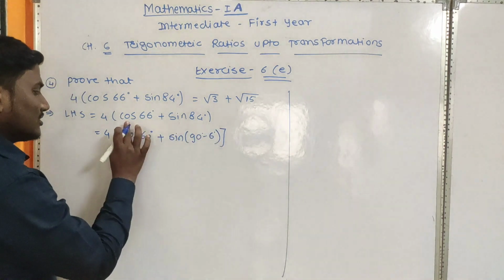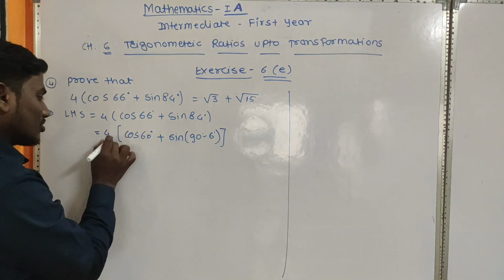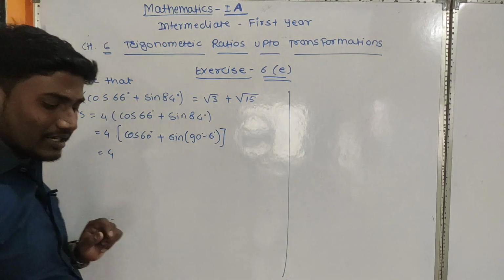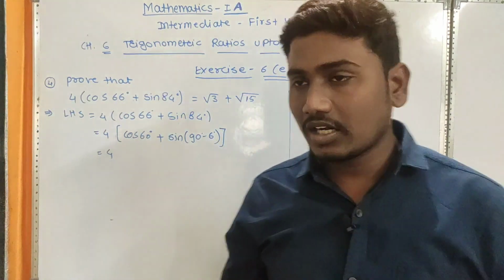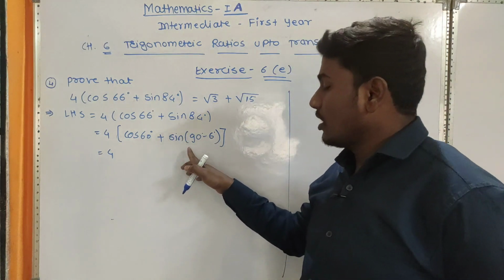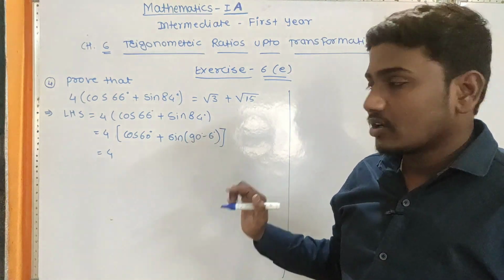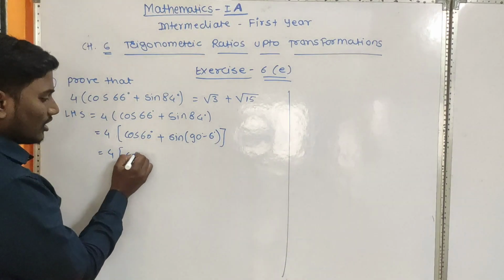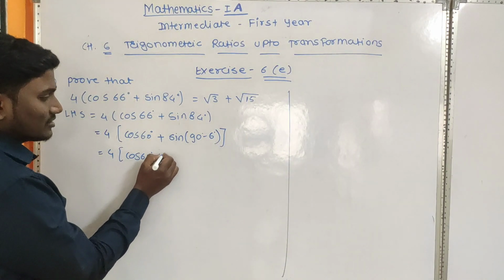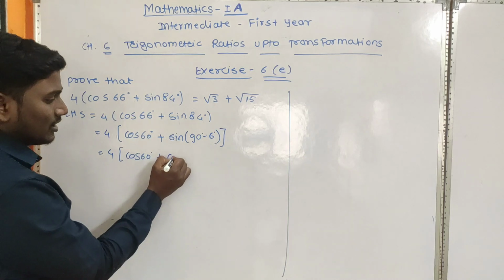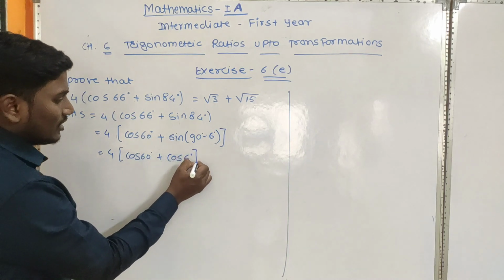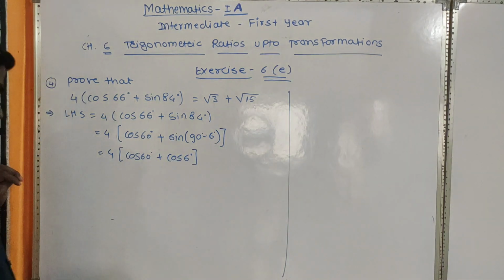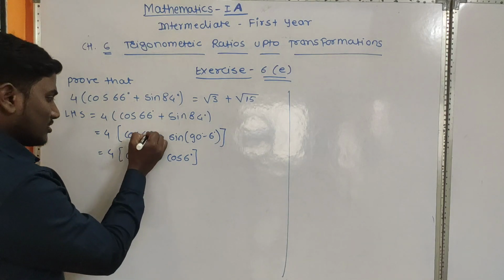Now shall I write this as 90 minus theta, which quadrant? 90 minus theta is nothing but first quadrant, and all are positive. So sin transforms into cos. So we use here the allied angle formula: cos 66 degree plus the sin transforms into cos, and this is 6 degree. Is it clear? Sorry, here 66 degree.